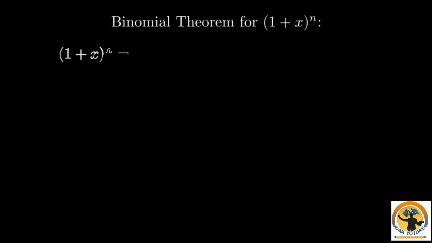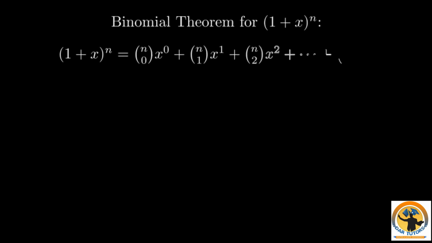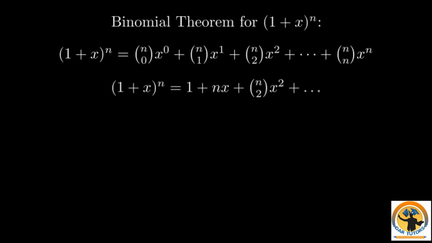We are now ready to state the binomial theorem. It provides a general formula for expanding any binomial. The binomial expansion of 1 plus x to the power of n is 1 plus n choose 1 times x, plus n choose 2 times x squared, and so on, up to n choose n times x to the n. Remember that n choose 0 is 1, and n choose 1 is n, so the first two terms are always 1 plus nx. This is a very useful shortcut to remember. The expansion always starts with 1 plus nx.